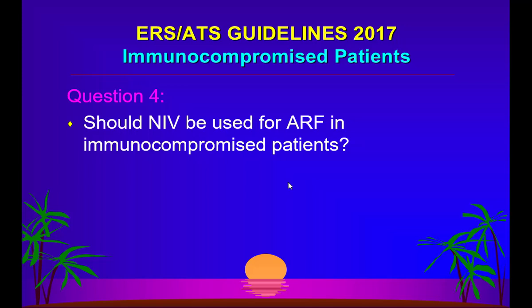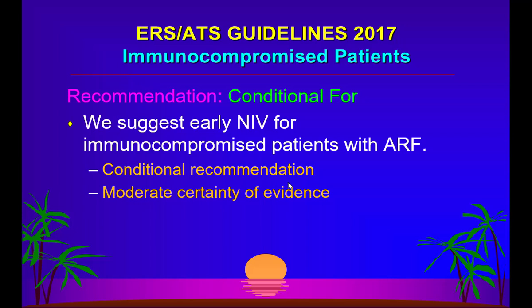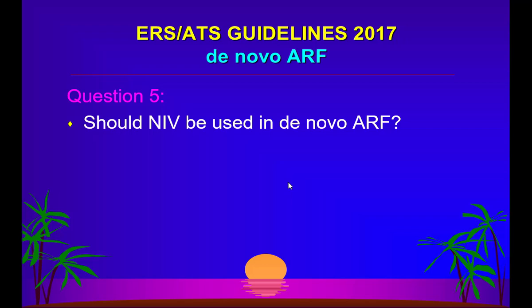In immunocompromised host, should an IV be used for ARF in immunocompromised host? Conditional for, yes, because it has been shown these patients who go on ventilation have got higher mortality. So these are the patients where possibly you can delay intubation and persist with an IV as long as possible until it really becomes absolutely indicated. So that is one thing.